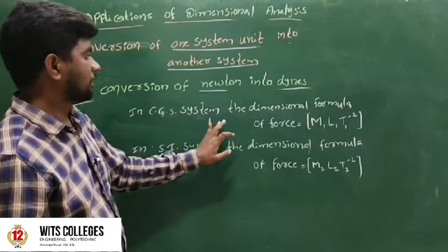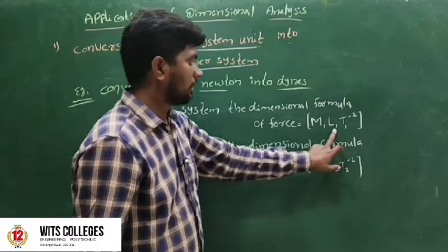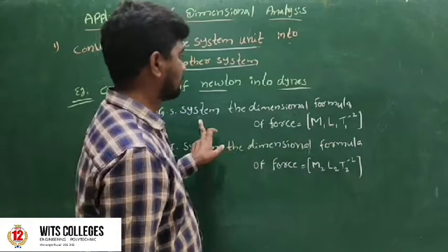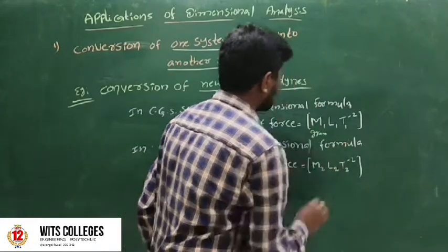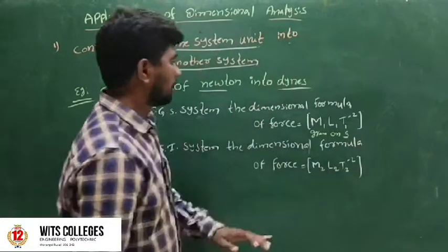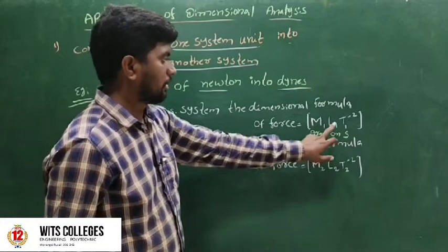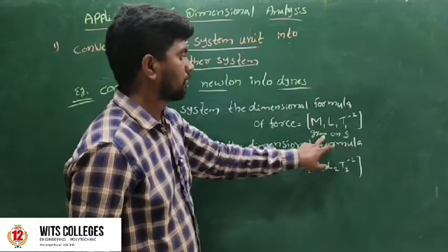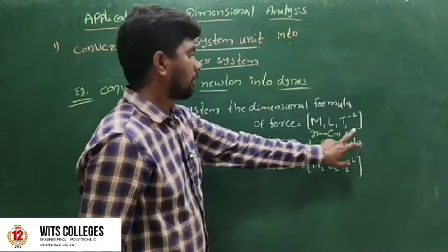In the CGS system, the dimensional formula of force is M1 L1 T1 to the power of minus 2. M1 means gram, L1 means centimeter, and T1 means second. Repeat once again: the CGS dimensional formula of force is M1 L1 T1 to the power of minus 2, where M1 represents the gram, L1 the centimeter, and T1 the second.